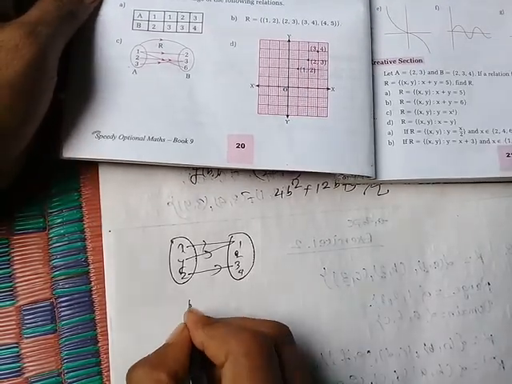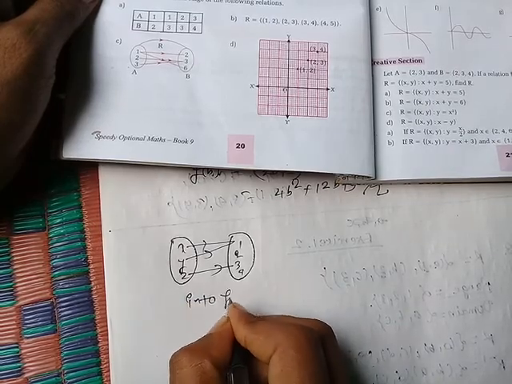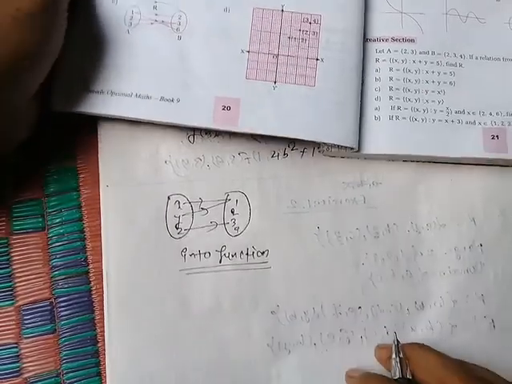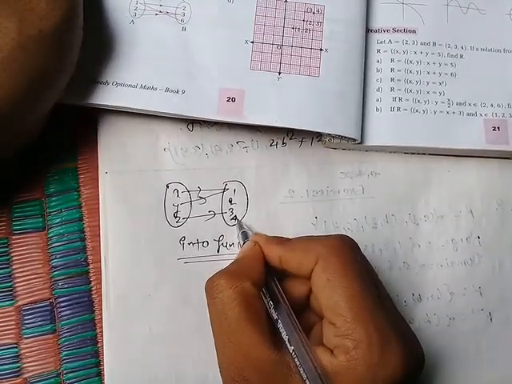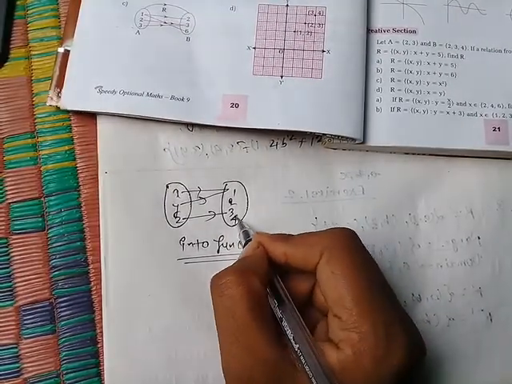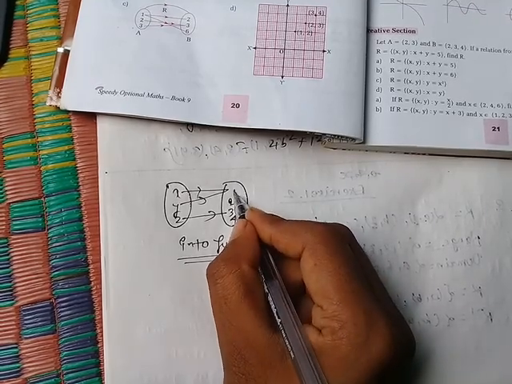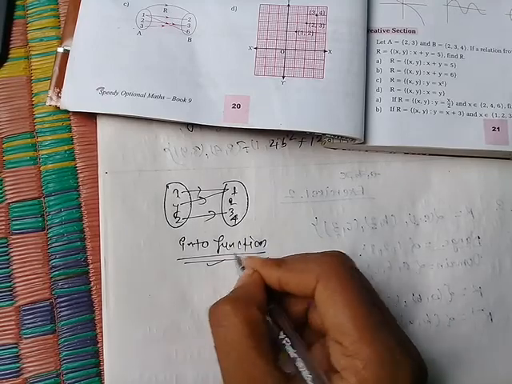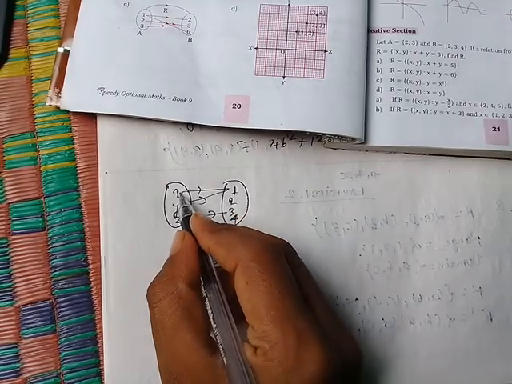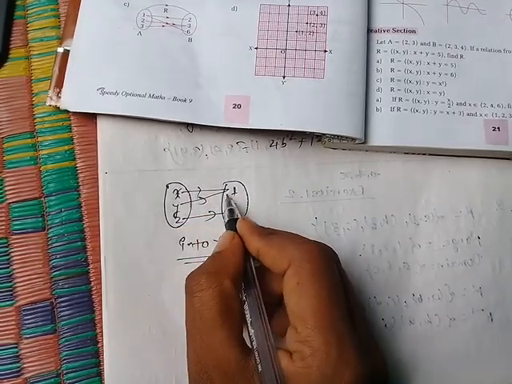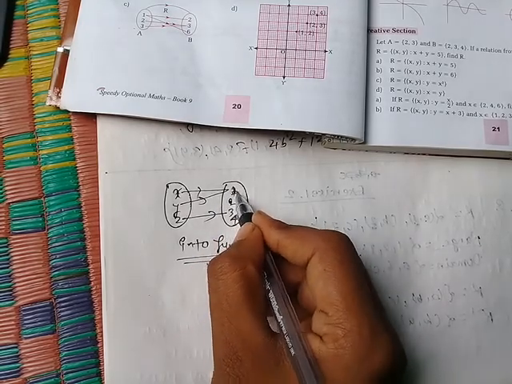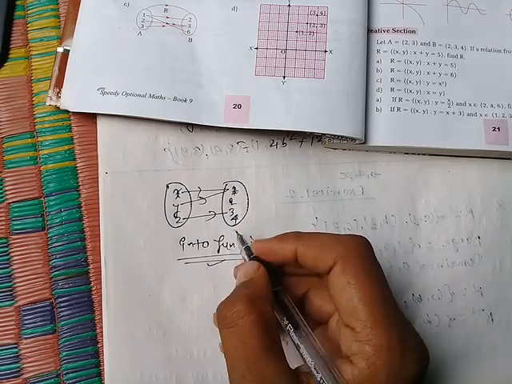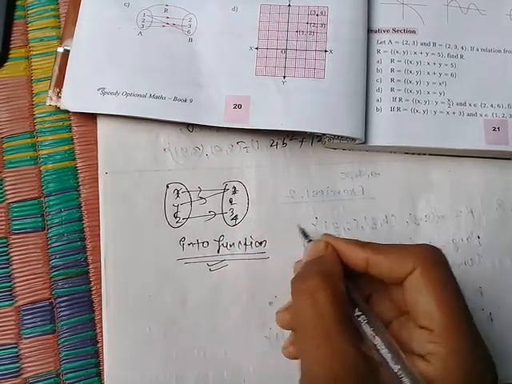So this is an into function, because all the members are not mapped, or all the components are not mapped. So it is an into function, and it is a function because each pre-image has a unique image in y, so it is an into function.